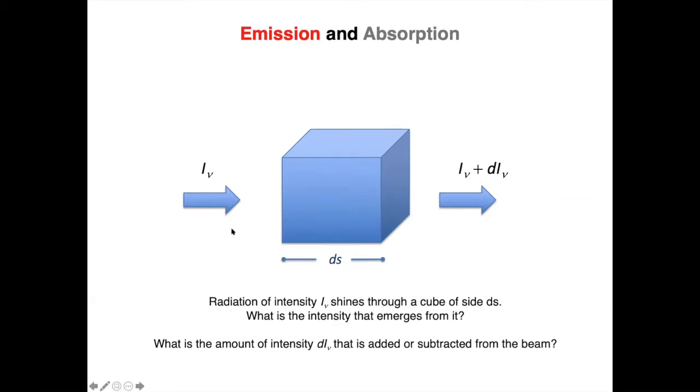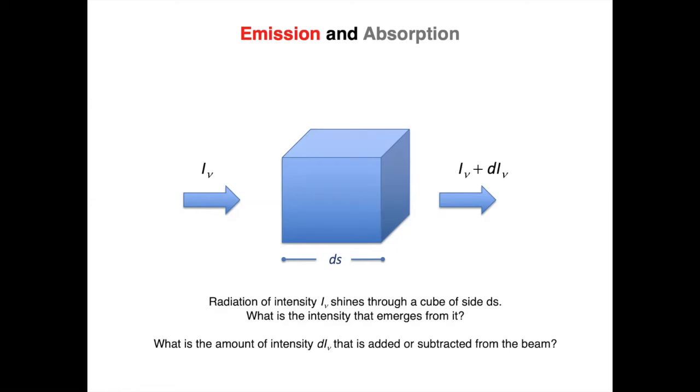That's the question that is set here. You have a ray of intensity I traversing a medium, say of side ds, and the intensity that is going to come out is going to be modified by an amount dI. What is the intensity that is emerging from this cube? What is the amount of intensity dI that is either added or subtracted from the beam? So let's consider these absorption and emission events separately.